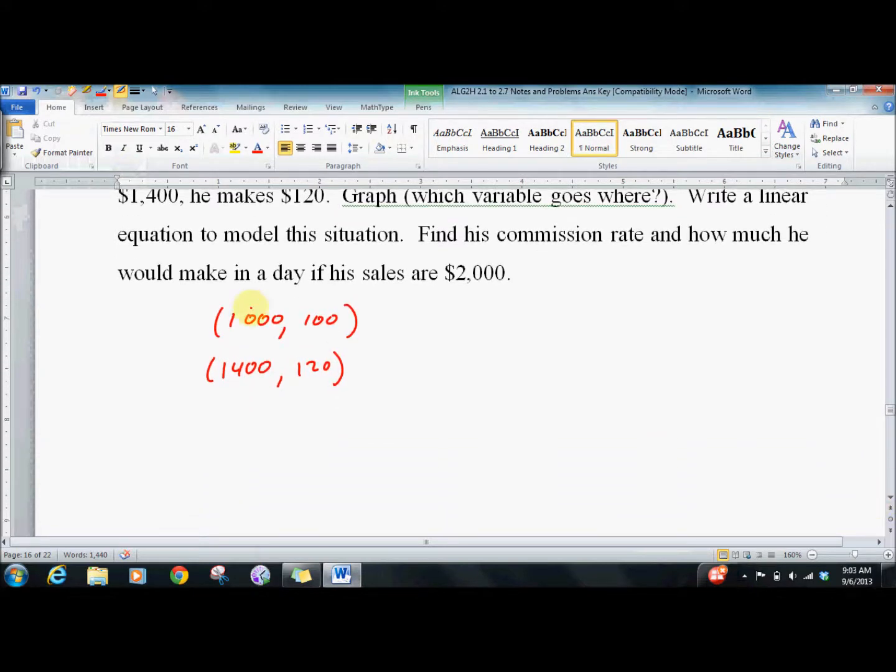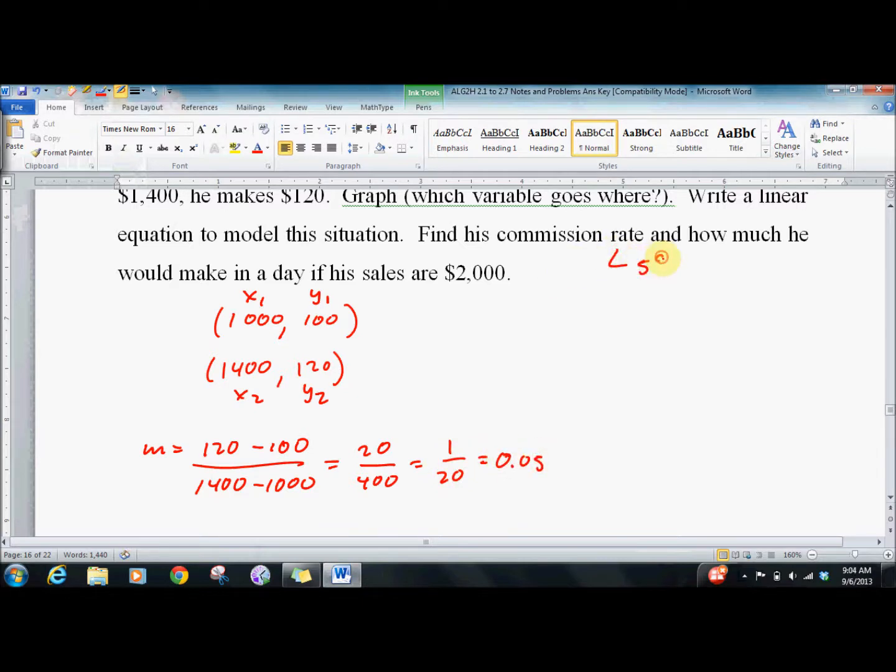So, write an equation. X1, Y1, X2, Y2. M equals 120 minus 100 over 1,400 minus 1,000. 20 over 400, 0.05. It appears commission rate is 5%. And I need to throw it into point slope. Y minus 100 equals 0.05 times X minus 1,000.